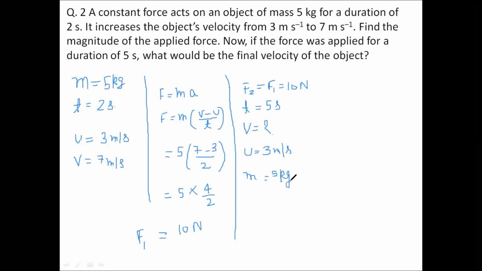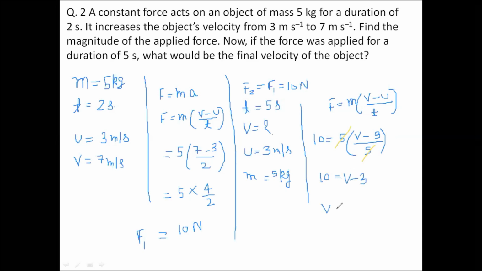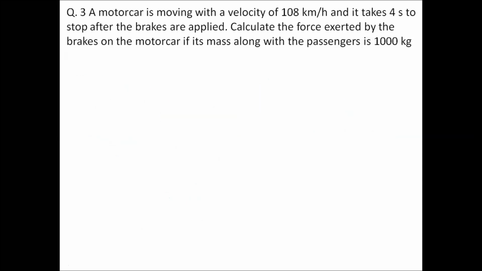And the mass is also the same, that is 5 kg. So again we can apply the formula F equals m times (v minus u) by t. Let's substitute the values here. F is given 10, mass is 5, v we need to calculate, u is given 3, and time is 5. So we can cancel this 5 in numerator and denominator. So it comes out to be 10 equals v minus 3, and the final velocity comes out to be 13 meter per second.